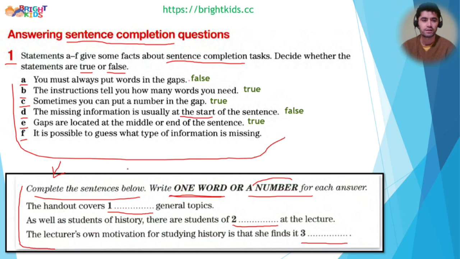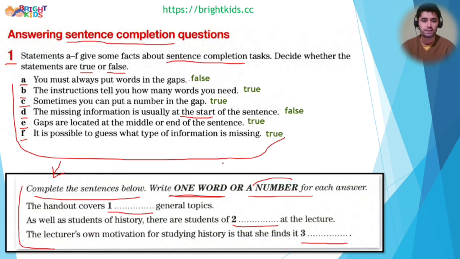Last one, F. It is possible to guess what type of information is missing. This is actually true because this is about some kind of predictions that we can make about gaps. For example, parts of speech or some kind of synonyms or topics that we can use to fill the gap. Alright, so this task is finished right here, and now let's move on to the next page.